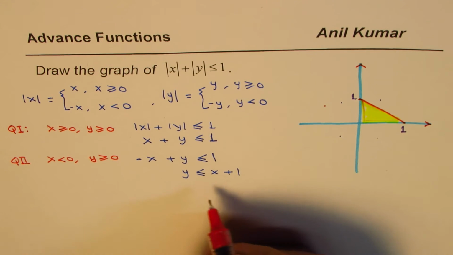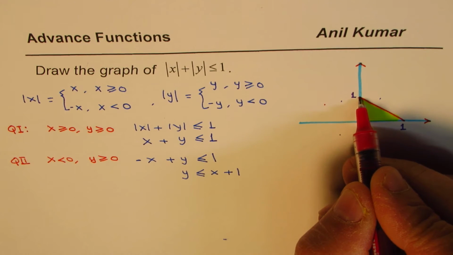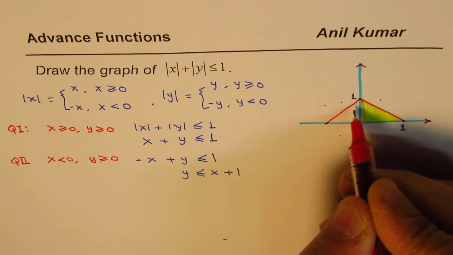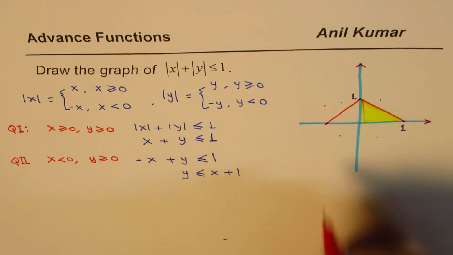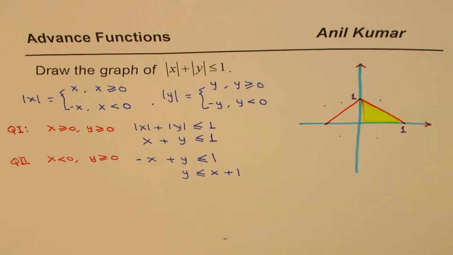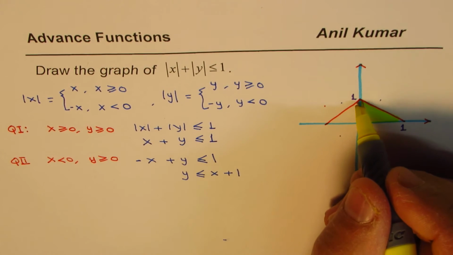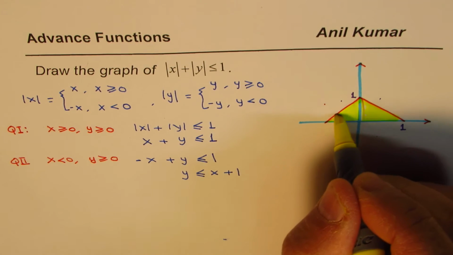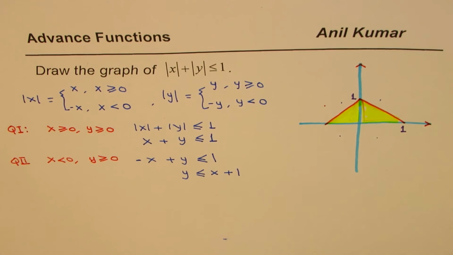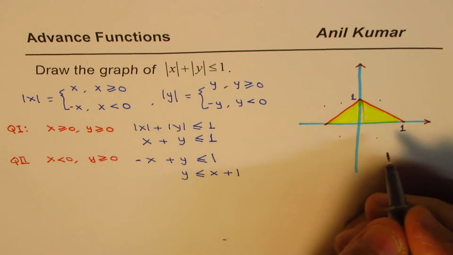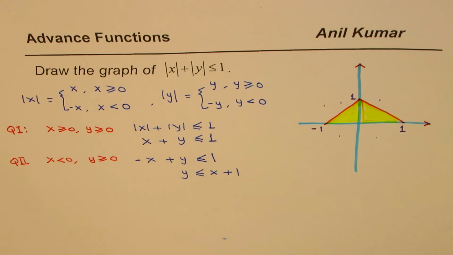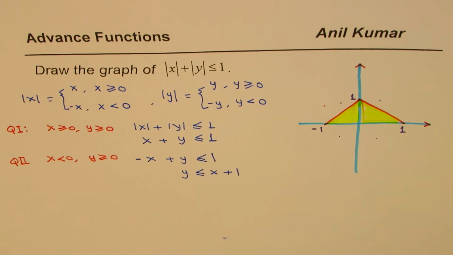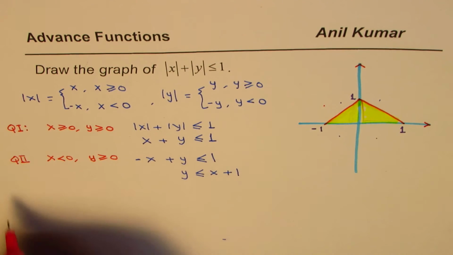So in quadrant 2, we have this line y equals x plus 1, slope is 1 and y-intercept is 1. We could draw this line like this, right? In quadrant 2, less than or equal to means under this line, including the line itself, right? So we get this part as the solution for quadrant 2, correct? In quadrant 2, this is minus 1 for us.